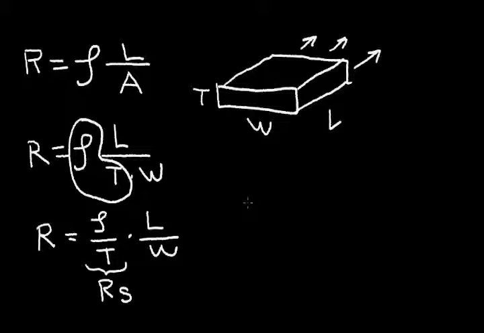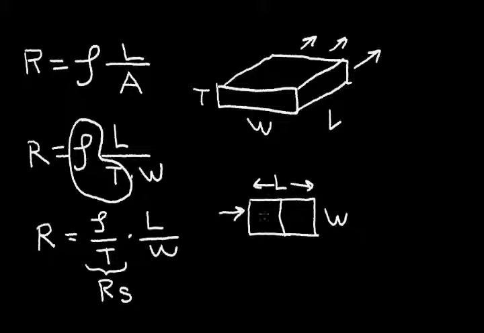For example, if I have a square and another square for my resistor, and this is the length, and this is the width, and again the current is always in the direction of the length. Current flows this way. I can divide L by W and I get two squares. One square, two squares. So my L divided by W is 2 squares in this example.